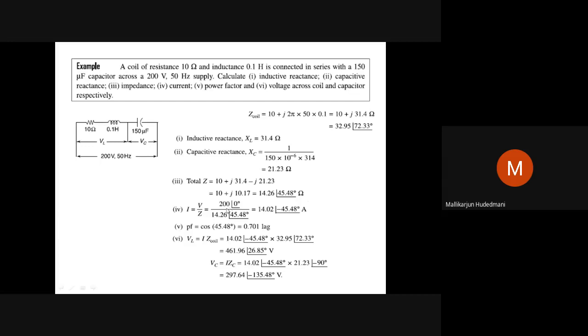Therefore, V by Z, V is 200 angle 0. Nothing is mentioned as an angle associated with it. In polar form, how can I write? 200 angle 0 divided by Z. Z here is 14.26 at an angle of 45.48. When I take this division of polar quantities, use the calculator, please do not do it manually. These kinds of things don't try manually, because they will not lead to accurate answers. The complex mode of the calculator must be utilized and you must operate it properly. Then it gives the answer in rectangular as well as polar.